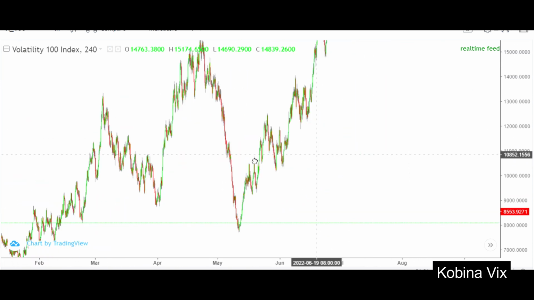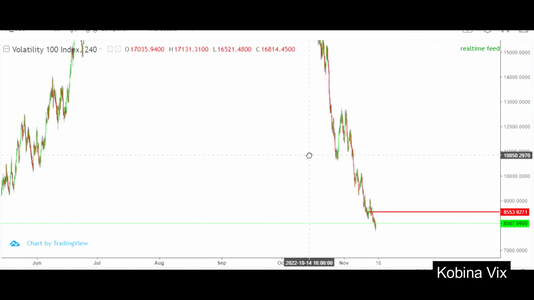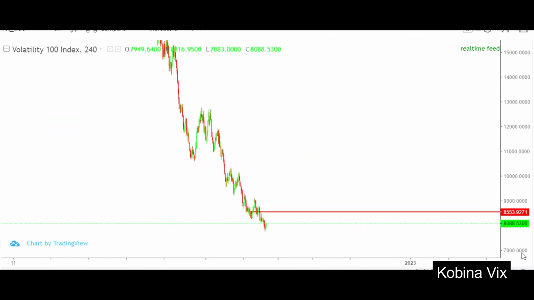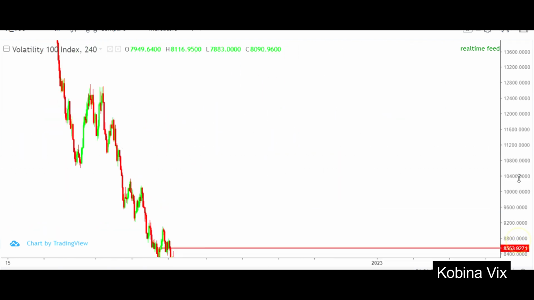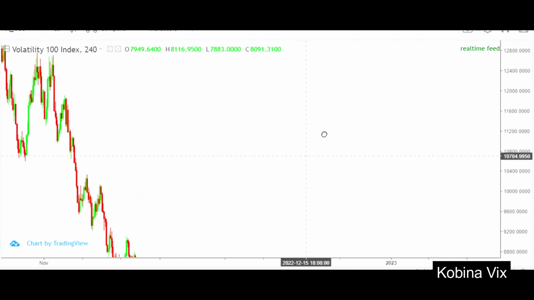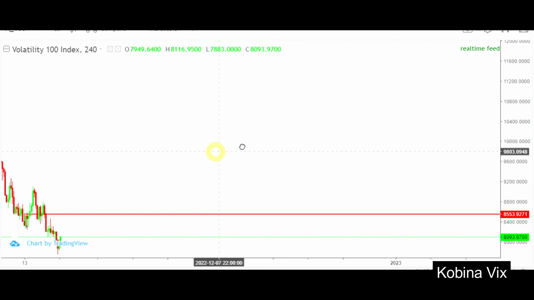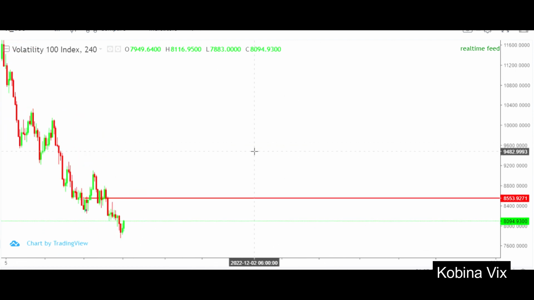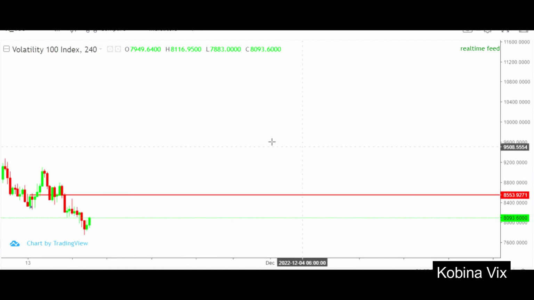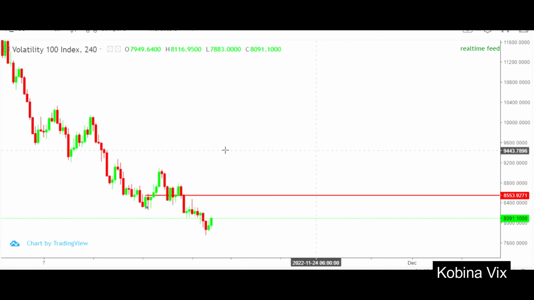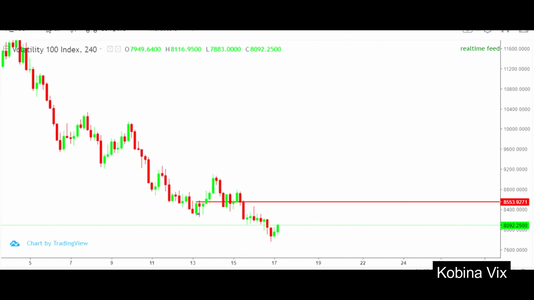So guys, I hope you are with me. The price is actually taking off on our chart and all that. So trying to do some few analysis here.